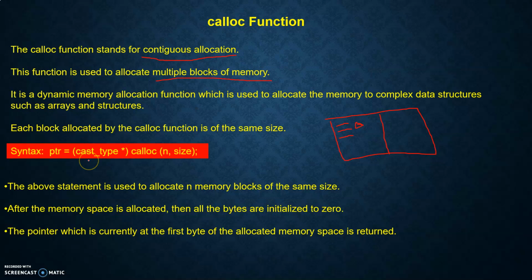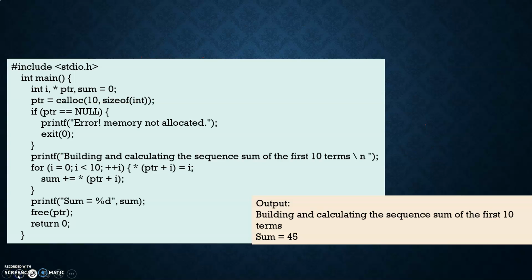So here the formula is the same: ptr equals cast type or typecast, that means integer star calloc. In malloc we wrote only one thing, the size of the block. Here I am writing the number of blocks, that is n, and the size of each block, right? So n is the total number of blocks present, 2 blocks, and then the total size of the blocks, which depends on the elements. So it is quite clear that the calloc function is used for complex elements. Clear? Okay, so take an example of calloc.